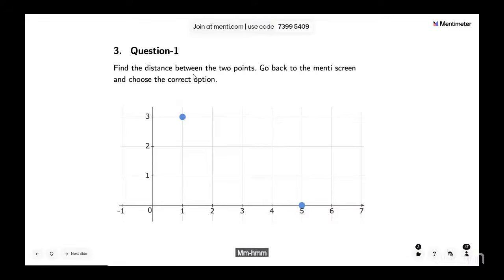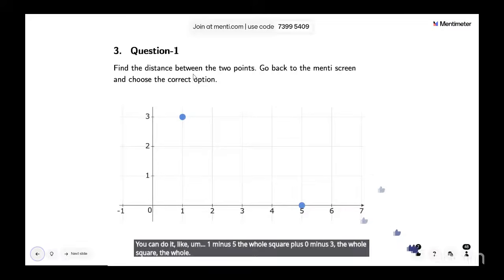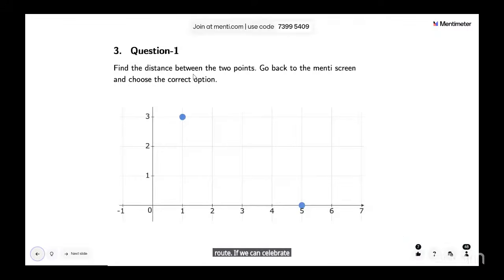Go ahead. There are 2 points, so 5 comma 0 and 1 comma 3. We can use the Pythagoras theorem, that is, we can do it like 1 minus 5 the whole square plus 0 minus 3 the whole square, the whole root. If we calculate it, we get 16 plus 9, which is 25. So root 25 is 5. Correct. So you're just basically employing the Euclidean distance formula and you're getting the answer.